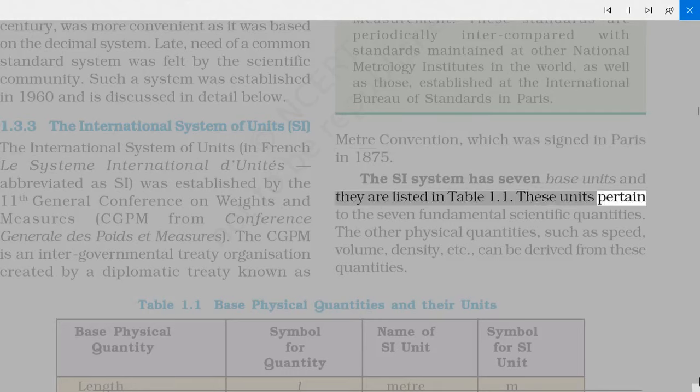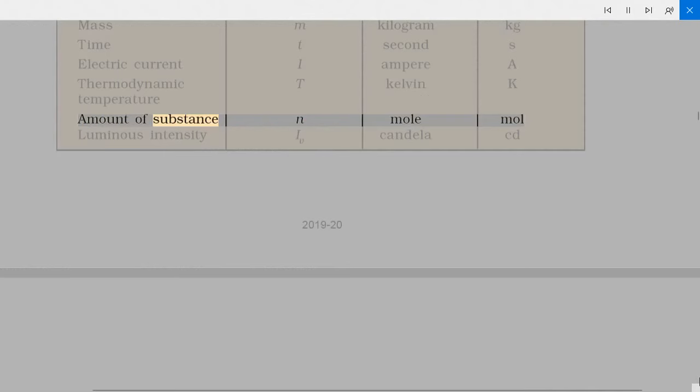These units pertain to the 7 fundamental scientific quantities. The other physical quantities, such as speed, volume, density, etc., can be derived from these quantities. Table 1.1 Base physical quantities and their units. Length, symbol l, meter, m. Mass, m, kilogram, kg. Time, t, second, s. Electric current, I, ampere, A. Thermodynamic temperature, T, Kelvin, K. Amount of substance, n, mole, mol. Luminous intensity, Iv, candela, cd.